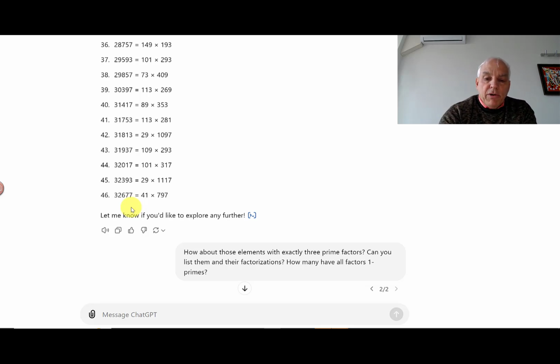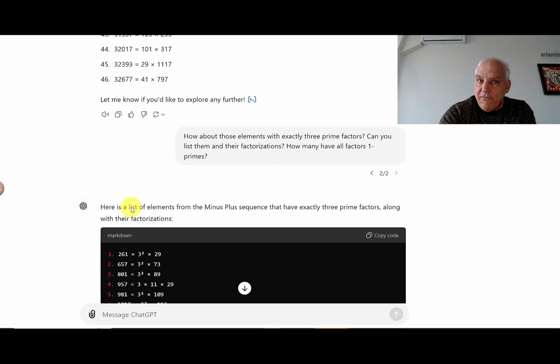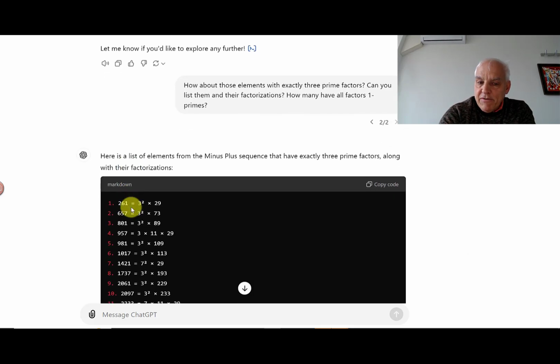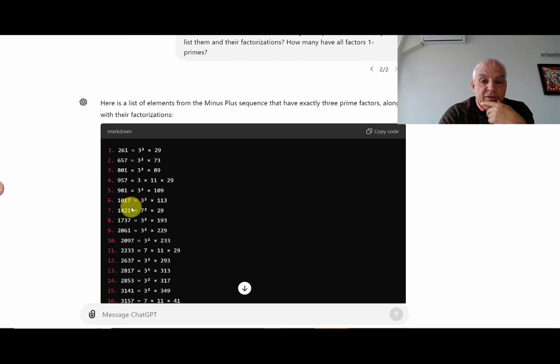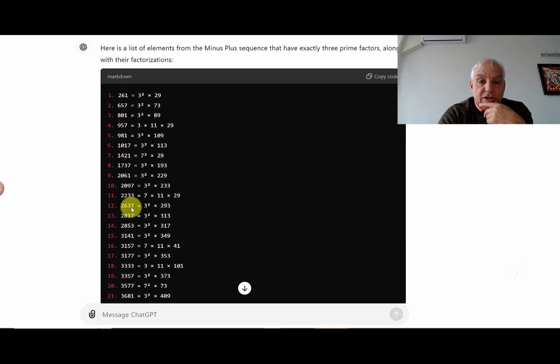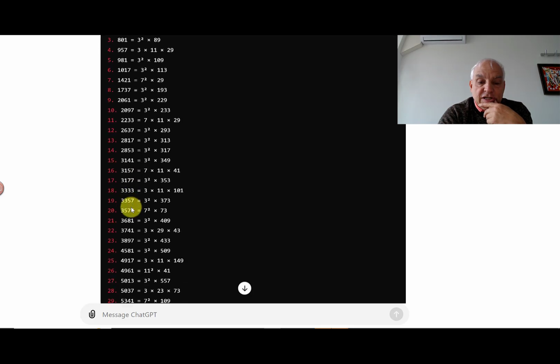So then I ask, how about those elements with exactly 3 prime factors? Can you list them and their factorizations? How many have all factors 1 primes? If the product of 3 primes is going to be a 1 number, the possibilities are 1 times 1 times 1, or 1 times 3 times 3. So here's a list of elements from the minus plus sequence that have exactly 3 prime factors along with their factorizations.